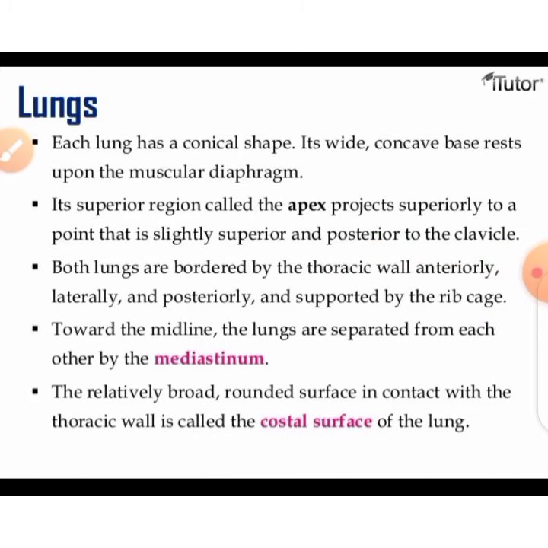So remember, what happens in the lungs is basically that each lung has a conical shape. Its wide concave base rests upon the muscular diaphragm. Its superior region, called the apex, projects superiorly to a point that is slightly superior and posterior to the clavicle. Both lungs are bordered by the thoracic wall anteriorly, laterally and posteriorly, and supported by the rib cage. Towards the midline, the lungs are separated from each other by the mediastinum. The relatively broad, rounded surface in contact with the thoracic wall is called the costal surface of the lungs.